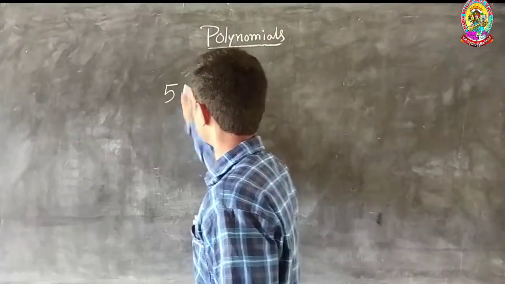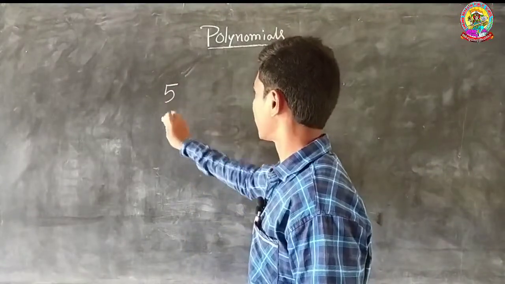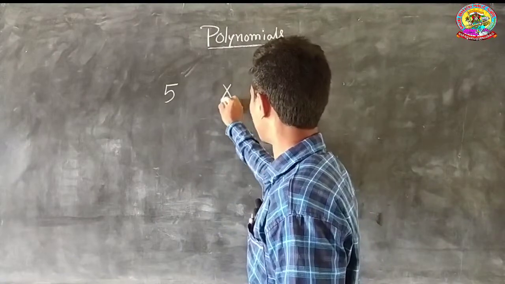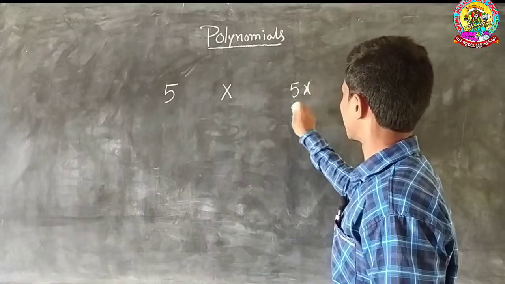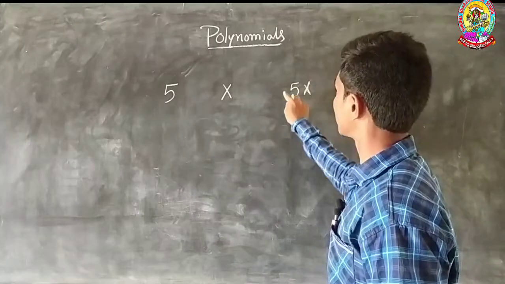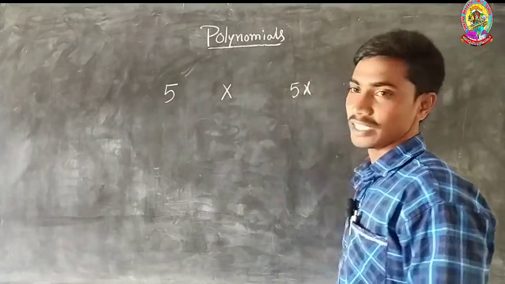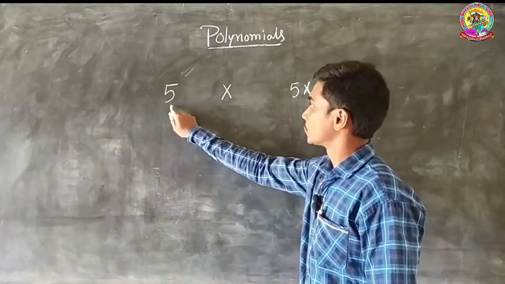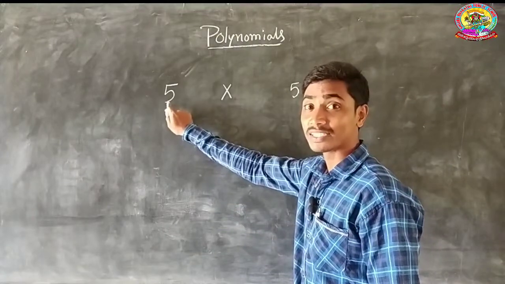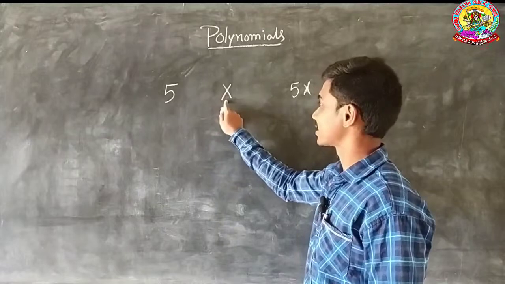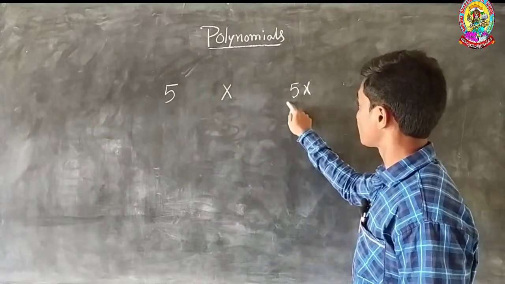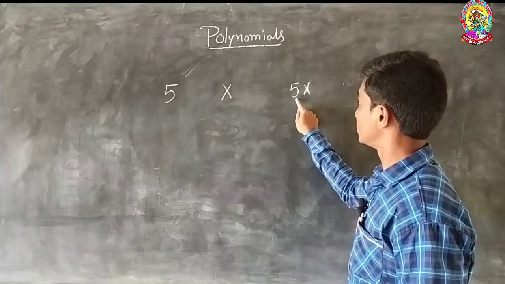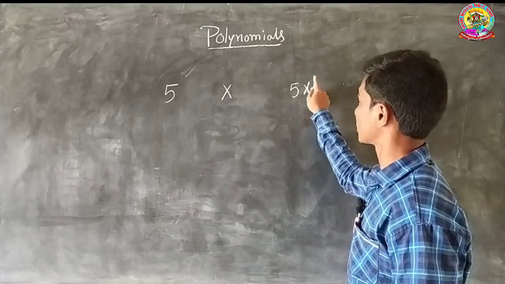5. It is a number. X. It is a letter. 5x. It is a multiplication of a number and a letter. In mathematics, 5 is called a numerical term. X is called a literal term. 5x is called a multiplication of numerical and literal term.